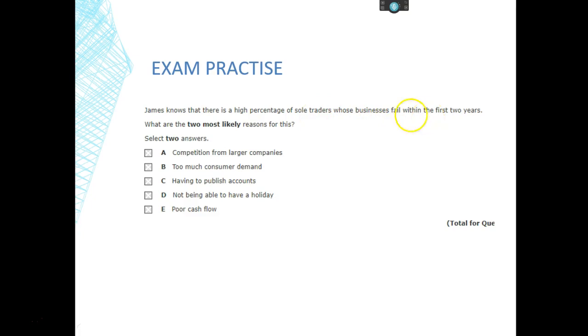Right, now I've cracked it. So I was right in thinking what's going to cause a business to fail, and publishing accounts could give your competitors an advantage. However, sole traders don't need to publish their accounts. Limited companies do. So whilst this is a plausible answer, what is more likely is competition from larger companies and poor cash flow. This is the way that you've got to tackle that question.